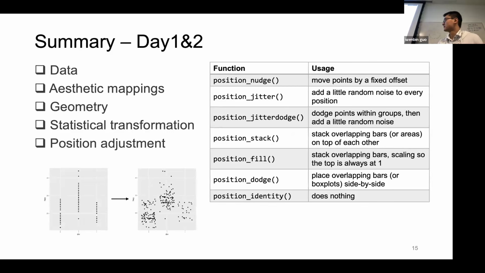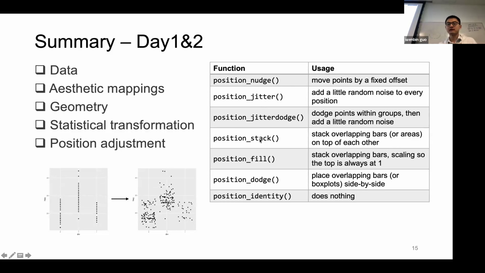After that, we also talked about the position adjustment. This is sometimes quite useful to reduce overlapping. For example, if your data has a lot of ties in the values, you cannot tell on the plot whether a point represents one single dot or multiple dots overlapped together. So you can use the position adjustment functions. position_nudge tries to move the points by a fixed offset. position_jitter will add random noise, and you can specify the seed within it so that every time you run the code, you always end up with the same plot and the same results.